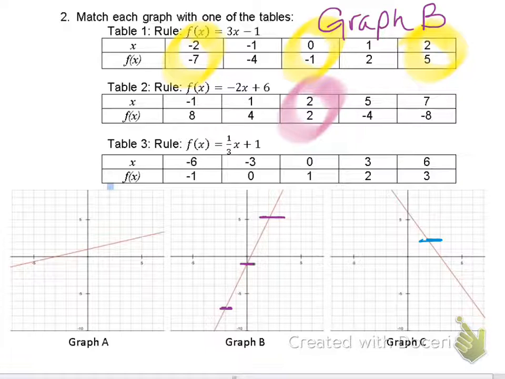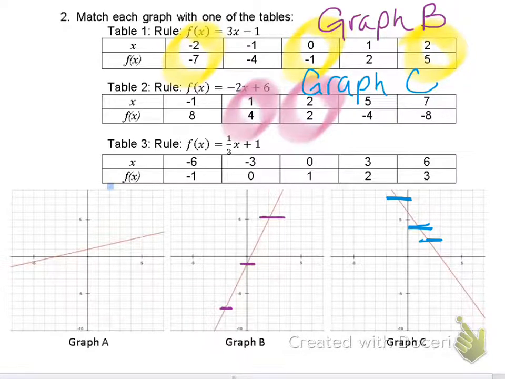Let's try another one, (1, 4). We'll look for that one. So let's see if that's on this line as well, and it is. So that's 2 for 2. And we'll check one more, (-1, 8). So (-1, 8) would be right here. And that one's on this line as well. So that's pretty good indication that this is graph C.